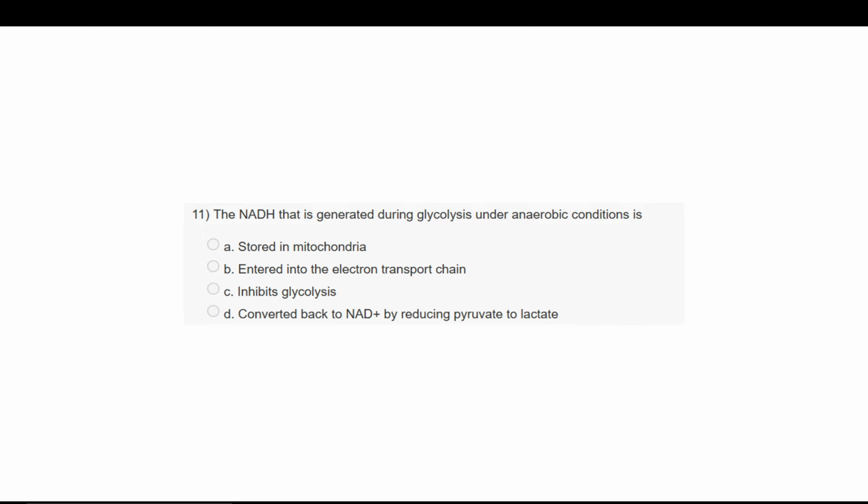NADH that is generated during glycolysis under anaerobic conditions is stored in mitochondria, entered into the electron transport chain, inhibits glycolysis, or converted back to NAD+ by reducing pyruvate to lactate. So if NADH does not enter the ETC, it's converted back to NAD+ by reducing pyruvate to lactate.